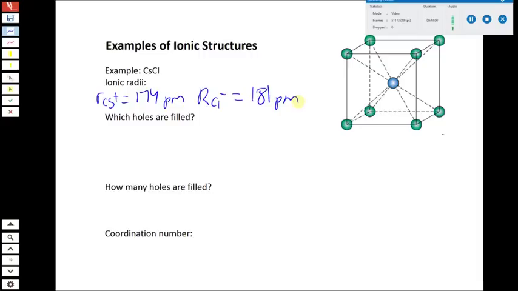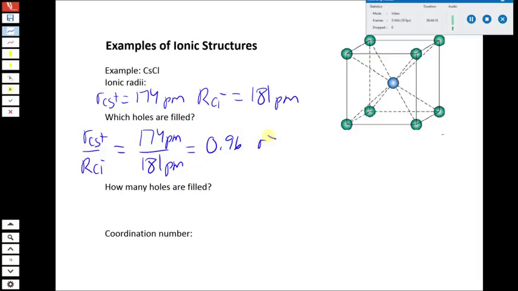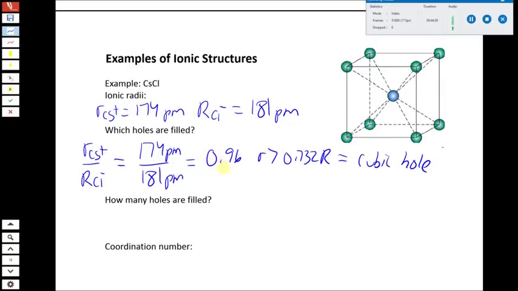So to figure out which holes are filled, we once again take the ratio of the cation to the anion, the smaller to the bigger in this case. And this time they're very similar to each other. So 174 divided by 181 is very close to 1, 0.96. So as we said, if the little radius is greater than 0.732 times the larger, that's going to lead to the prediction that we're going to occupy a cubic hole. Okay? So we have a radius ratio that's greater than 0.732. That's the largest of the holes that we need to occupy, which is the cubic hole. So the cubic hole is going to involve the simple cubic lattice for the anion.